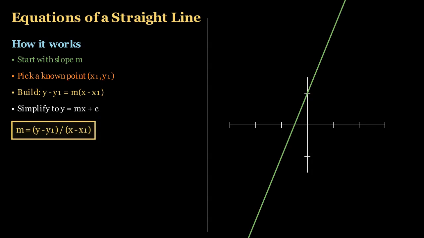If you know the slope and where the line crosses the y-axis, that special point is 0, c. Plug that in, and it simplifies to the classic slope-intercept form, y equals mx plus c.